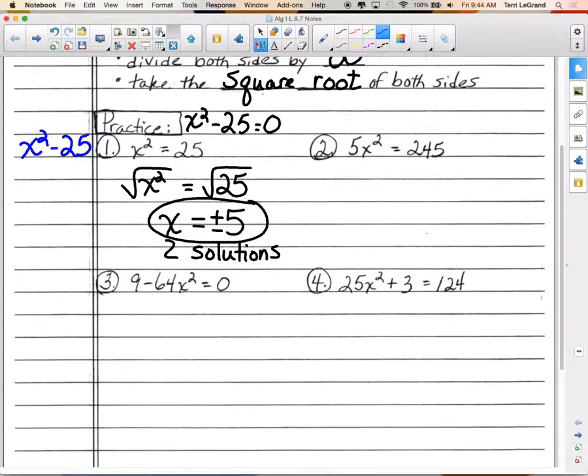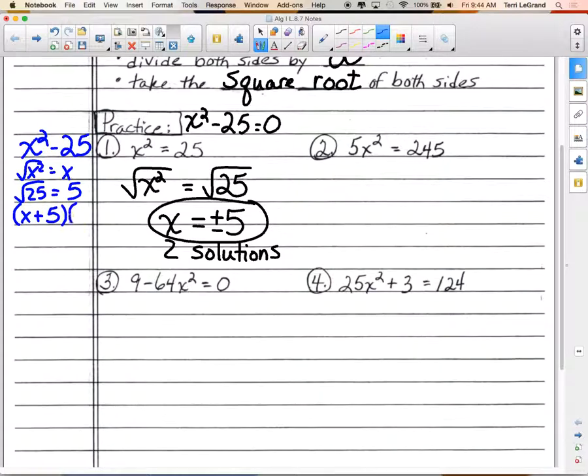Just find the square root. Find the square root of each of the terms, right? And then what do we do? Since it's a subtract 5, it'd be x plus 5 times x minus 5.